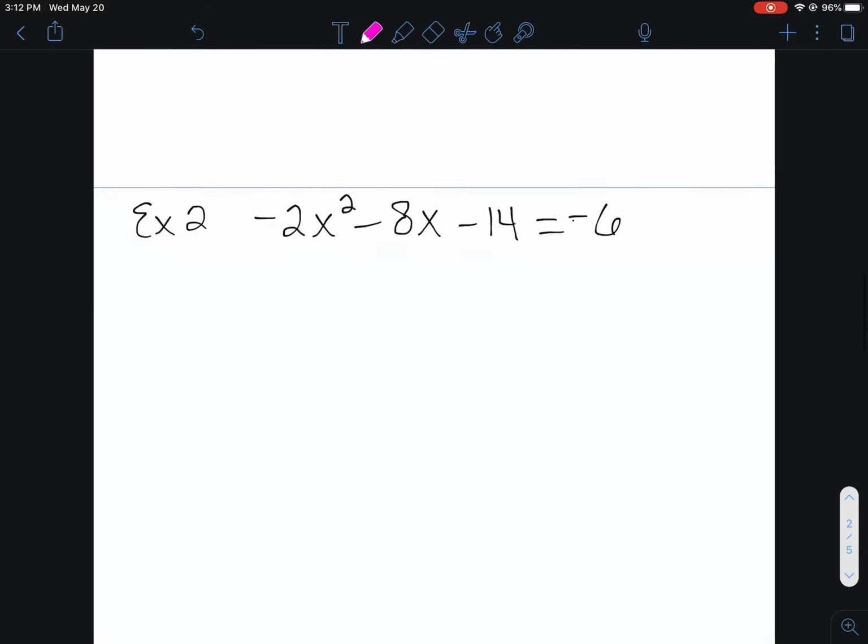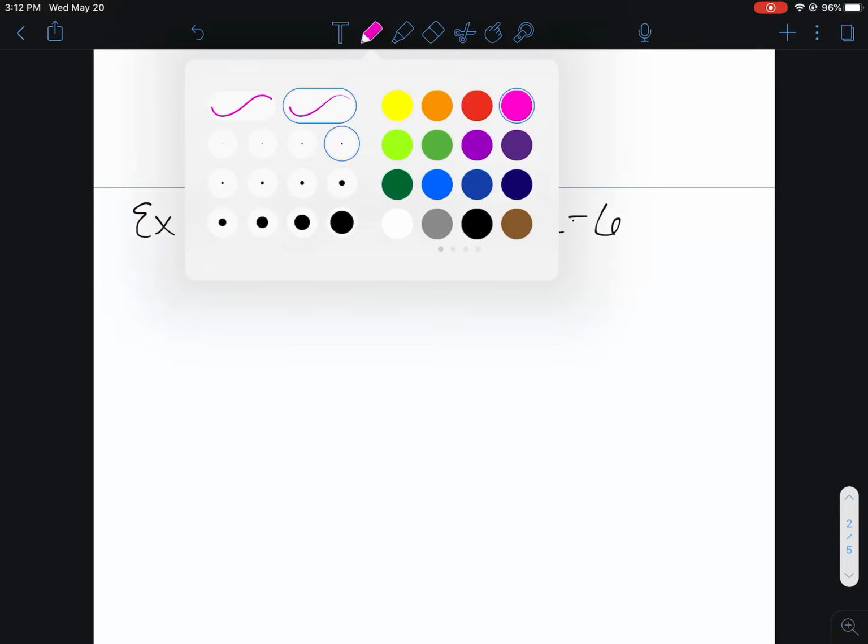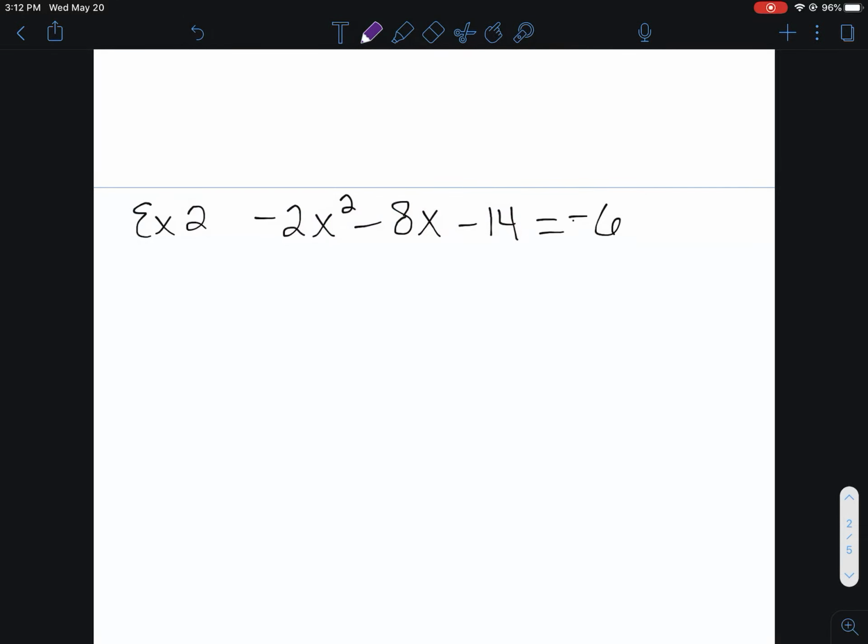Let's try another example. So negative 2x squared minus 8x minus 14 equals negative 6. First thing is to get it equal to 0, so I need to bring the 6 to the other side by adding it. And I want to match it up with its like term, so it's similar to 14, so I'm going to add it there. So that gives me negative 2x squared minus 8x minus 8 equals 0.